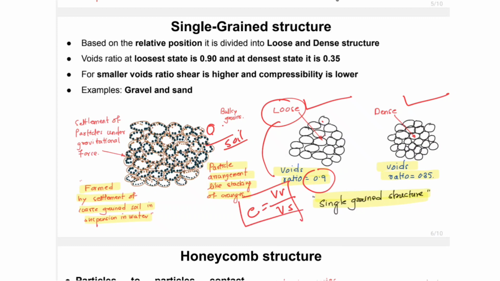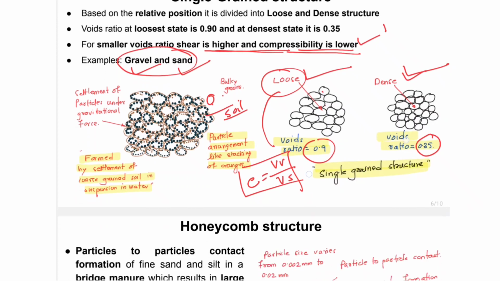And for dense single grain structure, the voids ratio is 0.35. For the smaller void ratio, the shear strength and compressibility of the soil is lower. Basically, for more stabilized soil, we require higher shear strength and lower compressibility. Examples of single grain structures are gravel and sandy soil. Okay, this is single grain structure.